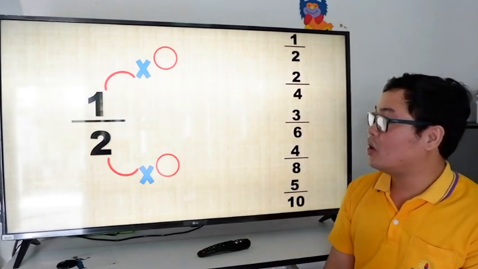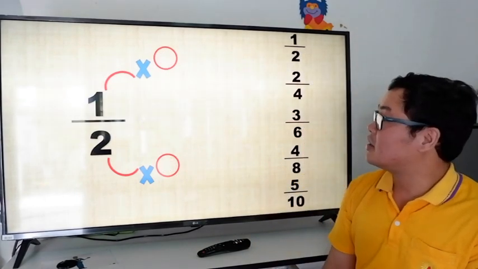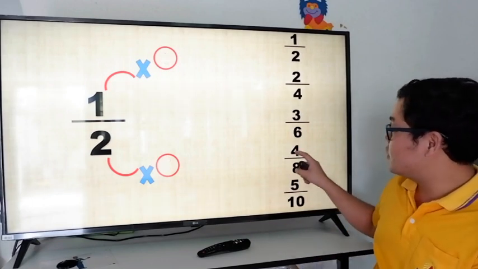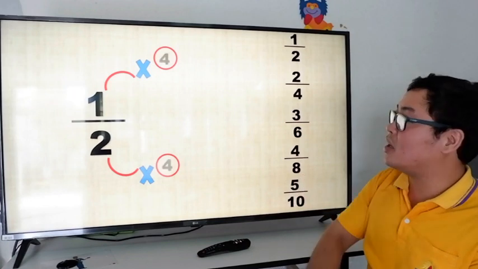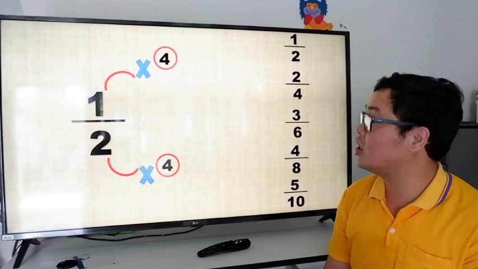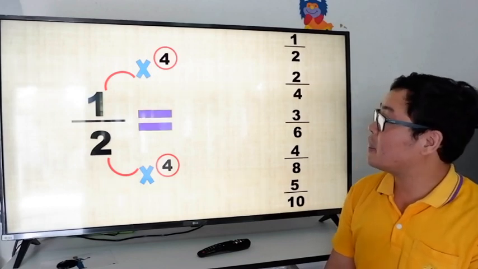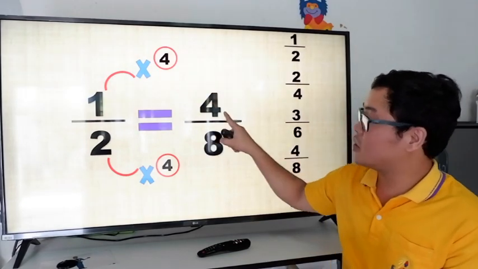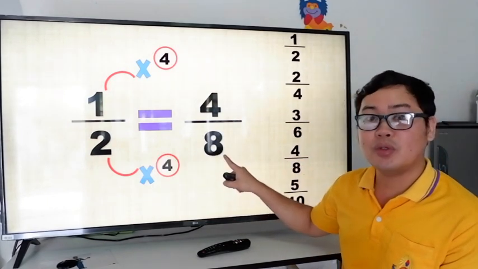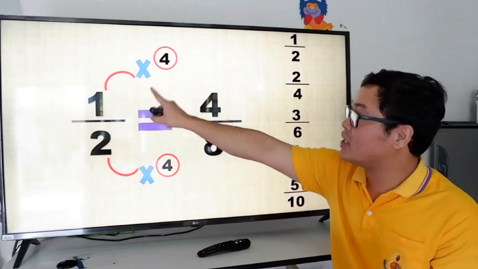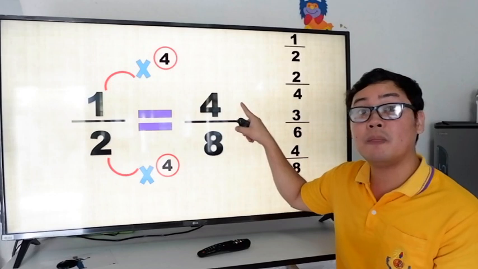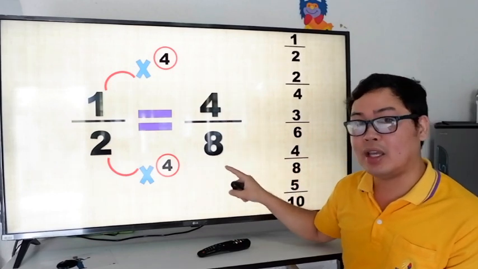Now this one, 1/2, times what number is equals to 4/8? Of course we have 4. Okay, we are going to use the factor of 4. So that's why we have 1 times 4 is equals to 4. 2 times 4 is equals to 8. So meaning class, in the factor of 4, we have 1/2 is equivalent fraction of 4/8.